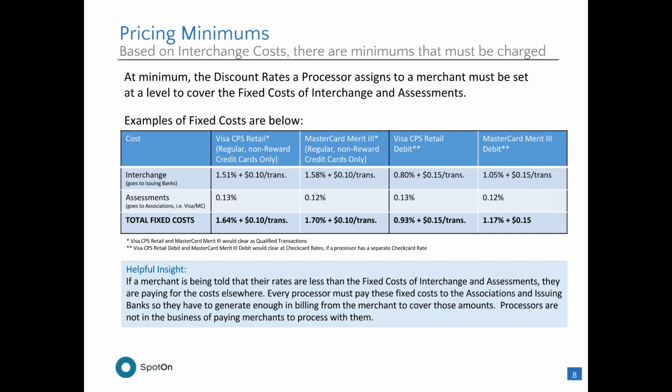But even if you can't remember the number, know that if you hear anything less than this, then there's something else going on, because every single processor must pay these costs to the associations, to the issuing banks. These are fixed costs. So just a helpful tip when you come across that out in the field, because I guarantee you, if you haven't had it yet, you will get that from a merchant. And it's just simply not possible that they would pay that.